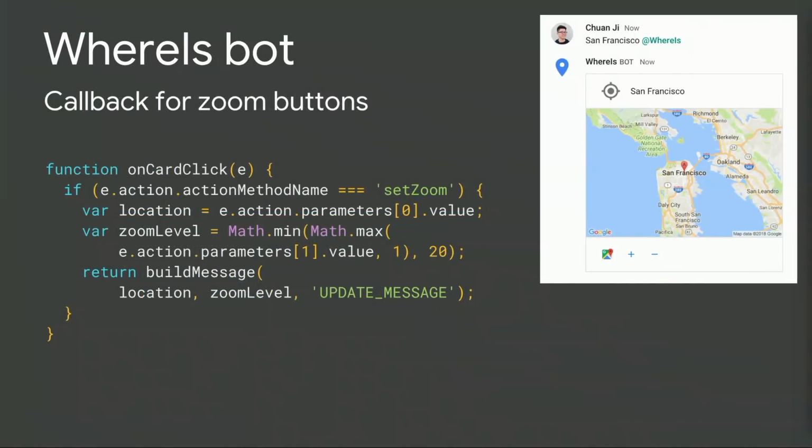We receive it in a function called onCardClick. Just like onMessage, which is triggered when the user sends a message, onCardClick is triggered when the user clicks on a button in a card. What it receives is the payload of the button that the user clicked, so we can extract the parameters that were assigned to the button. You can see we extract the location and the zoom level. We do a little bit of math to make sure the zoom level isn't out of bounds. And then guess what? We just call the same buildMessage function that constructed the initial card. The only difference is that this time we set the parameter to update message, because what we want is not to post a new message. We just want to update the original card the user clicked on.